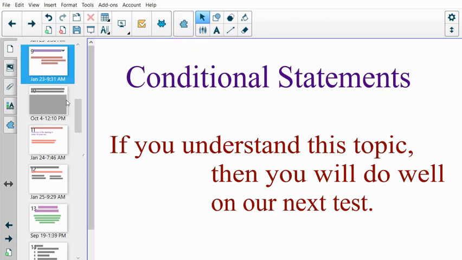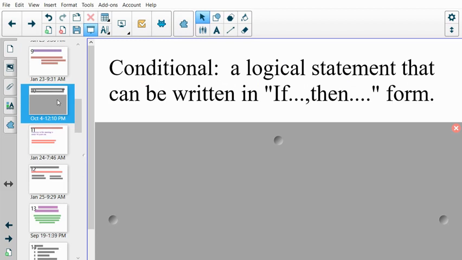So what is a conditional statement? A conditional statement is a logical statement that can be written in if something, then something else form. So if you understand this material, then you will do well on the next test. And we're going to talk a lot later on about whether a statement is true, whether it's false. And we're really going to break down these conditional statements. We're going to be looking at conditional statements for a while.